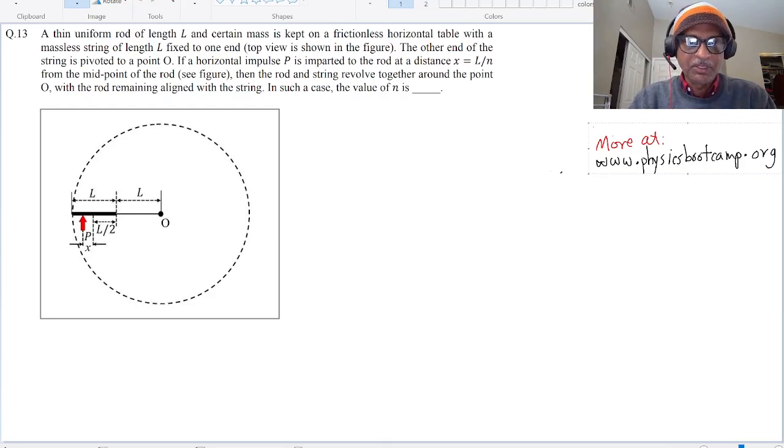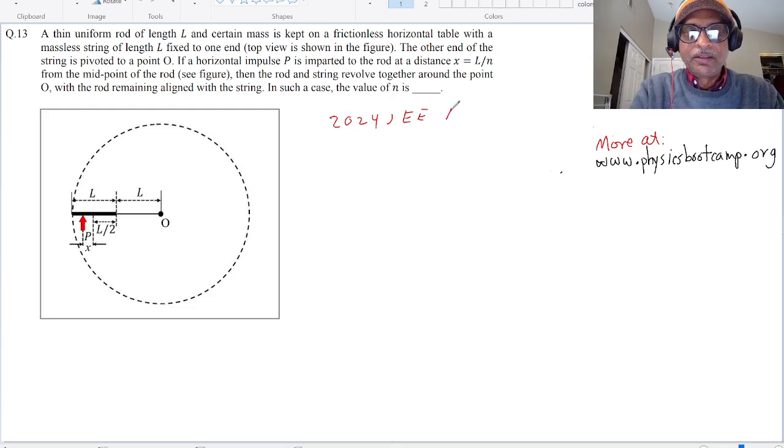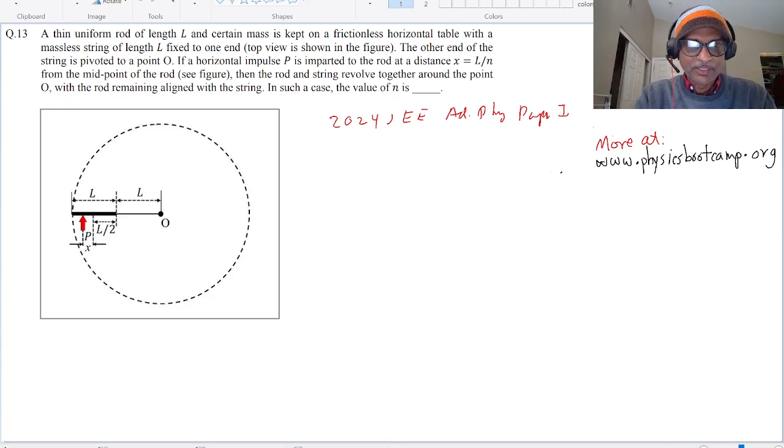So today we are continuing our problem from the JEE Advanced 2024 physics paper 1. This is actually a very interesting problem, and it tries to address a difficult part of rotation that often does not get talked about much. You don't get to practice a lot of problems on it.